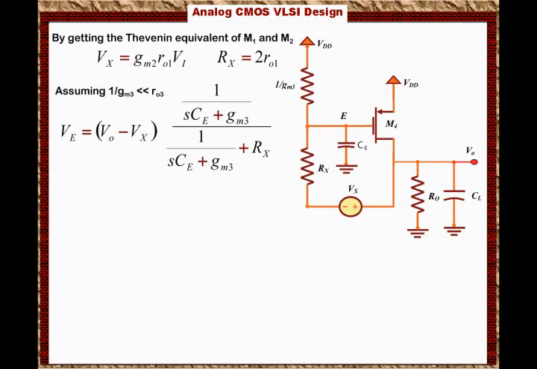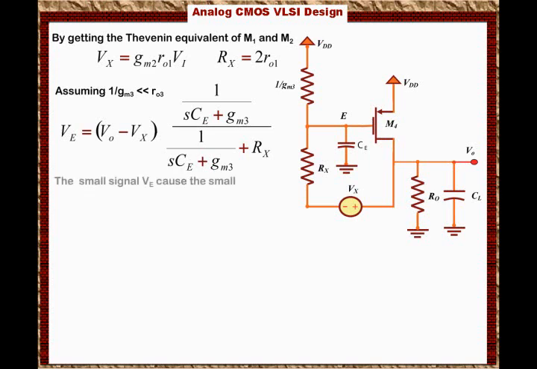You say the voltage across the capacitor is basically the overall voltage, which is Vout minus Vx, because VDD is ground, right? So these are all the AC voltages. And then the voltage across the capacitor, which is the same as the voltage across the GM3, will equal the same impedance, 1 over SCE plus GM3, over the sum of all these impedances, which is 1 over SCE plus GM3 plus Rx. Right? So it's nothing but a simple voltage divider.